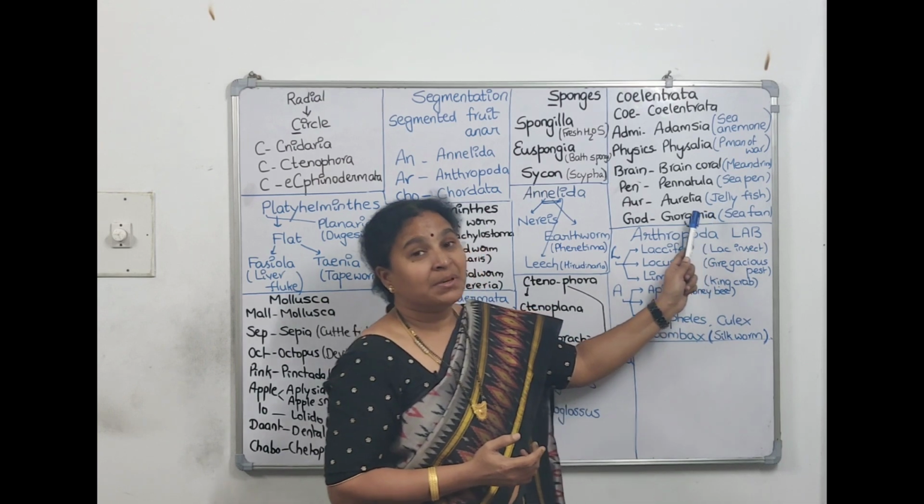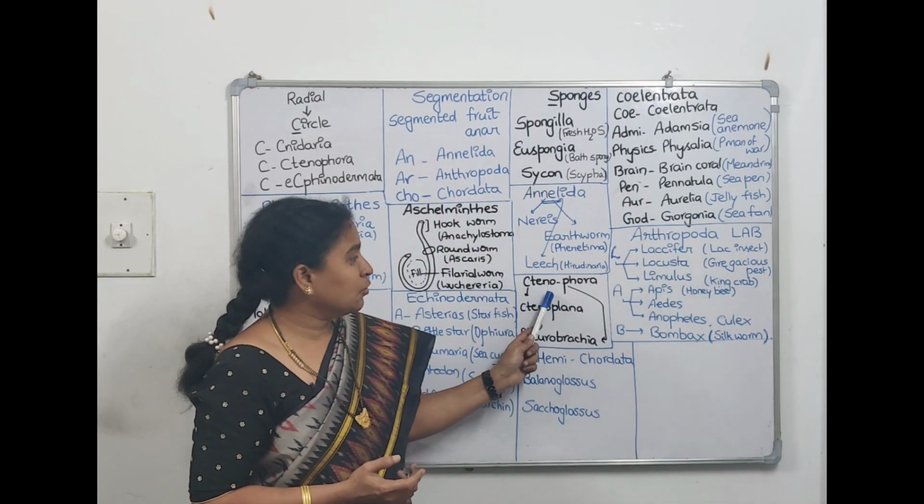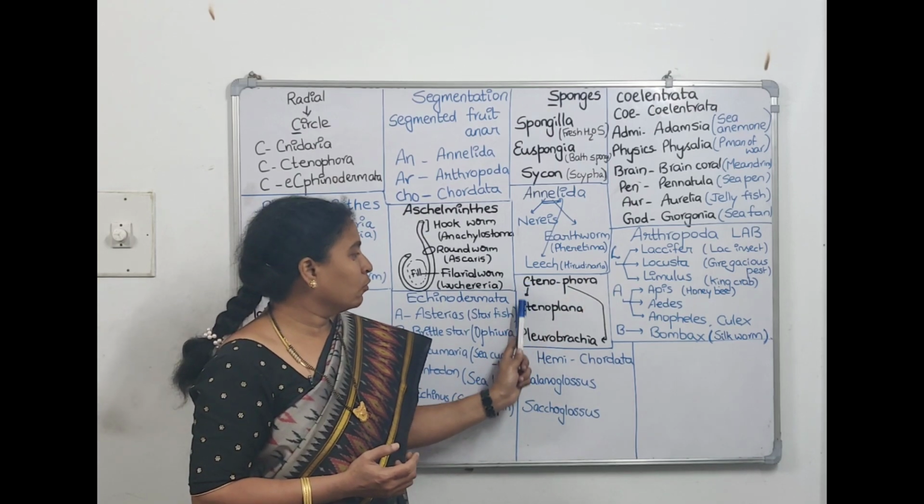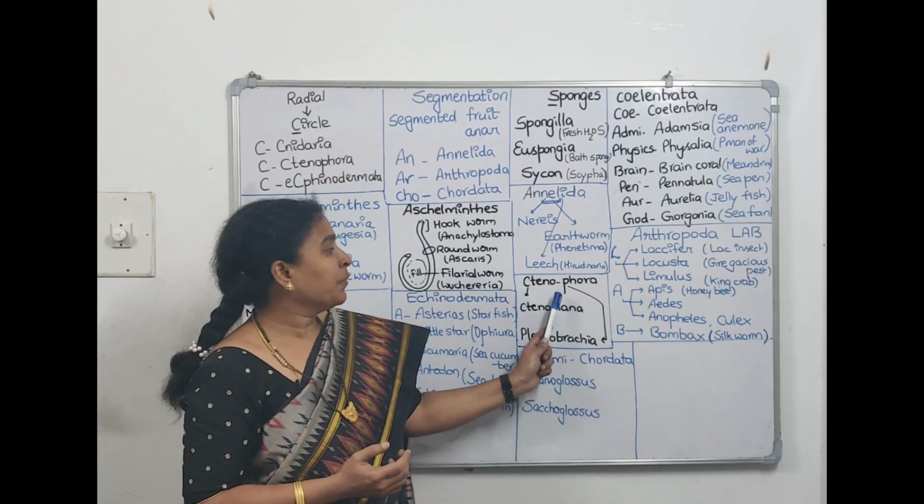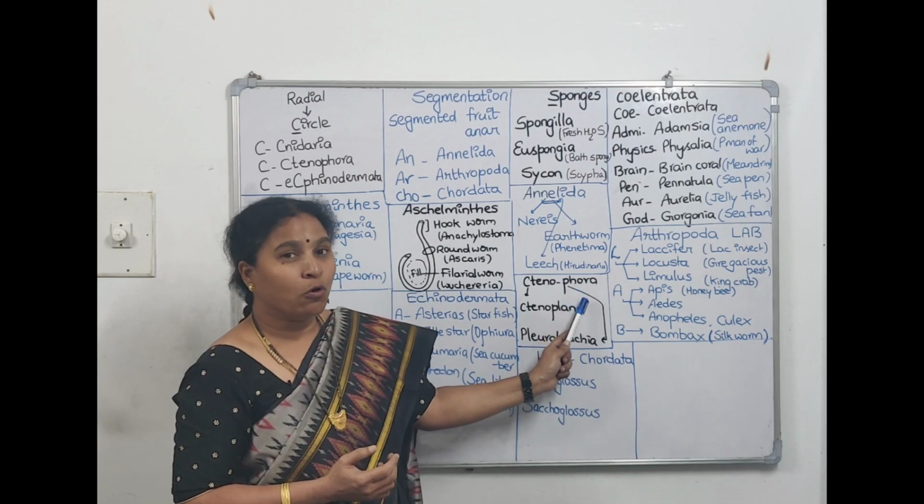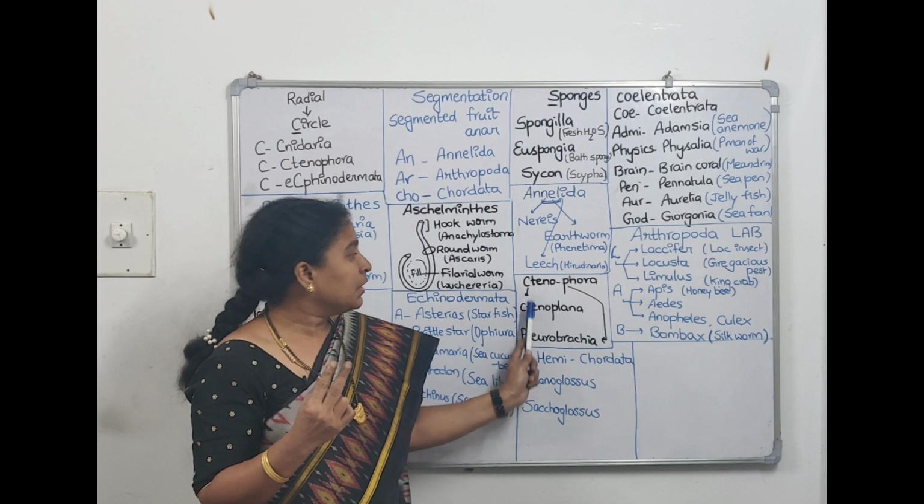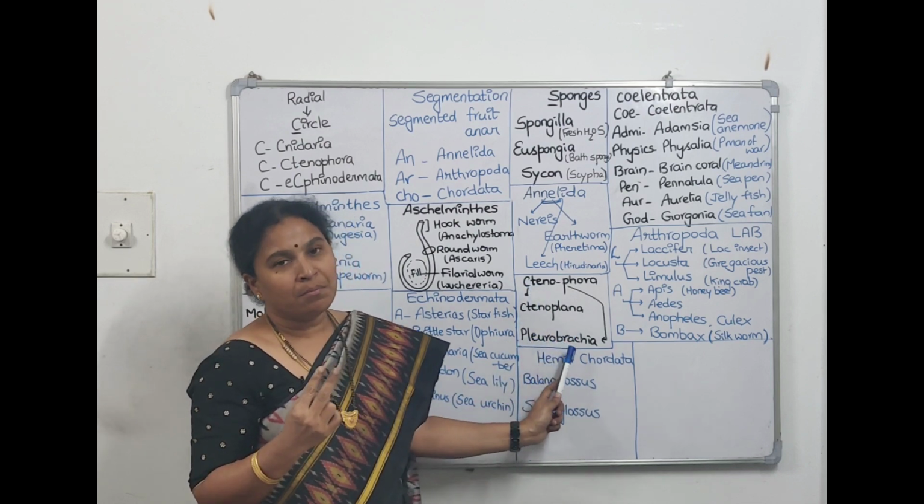The third phylum is Ctenophora. For Ctenophora examples, C, Cteno should take you to Ctenoplana. Phora, P means Pleurobrachia. So for Ctenophora, two examples are Ctenoplana and Pleurobrachia.